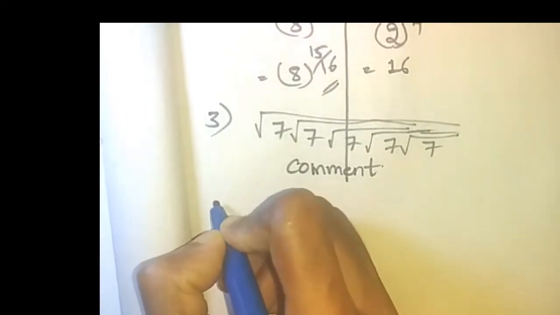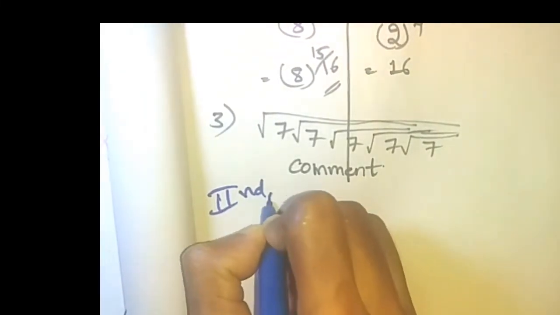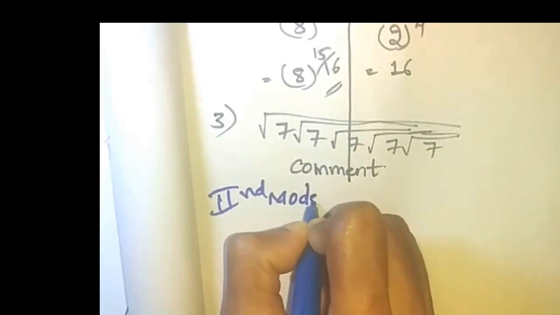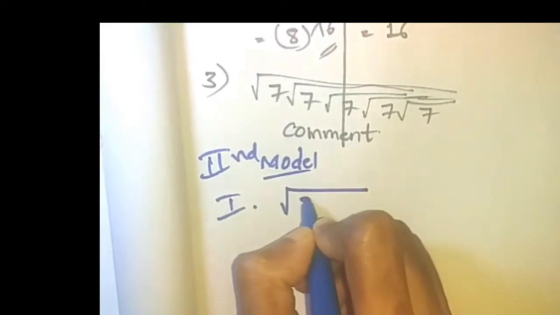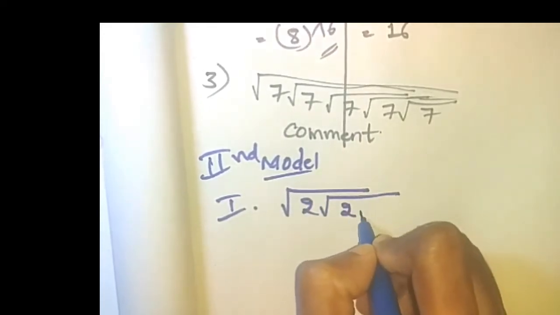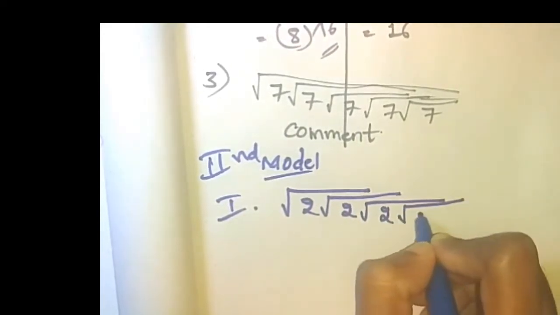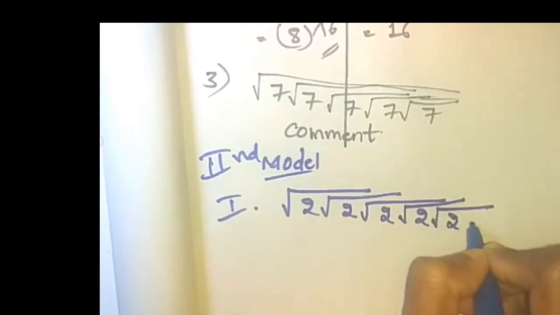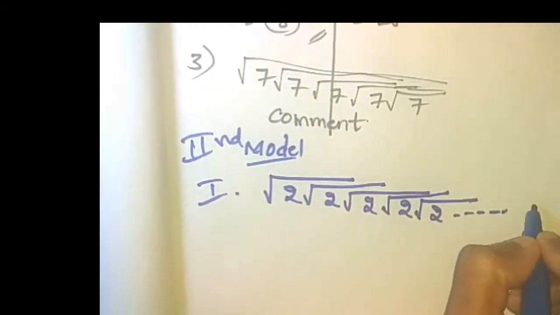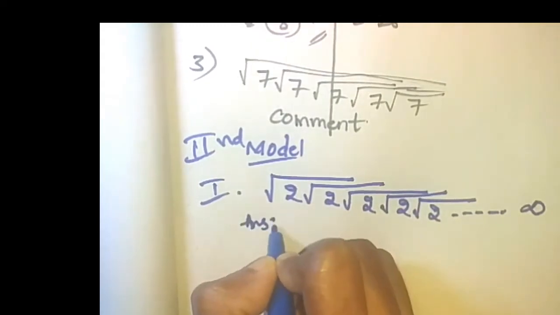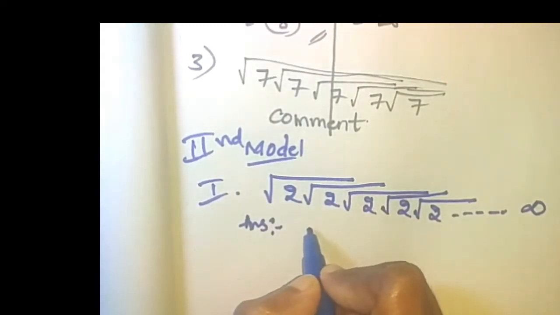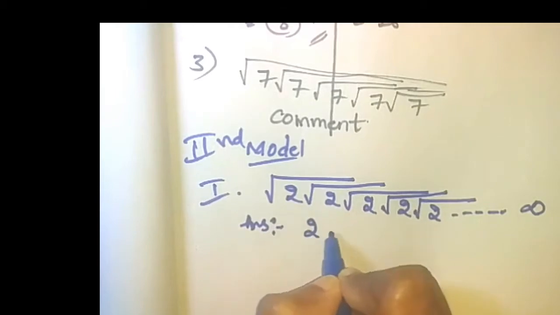Now, second model. What if under root 2, under root 2, under root 2, under root 2, under root 2, is so on like this and it ends with infinity, what is our answer? Within a fraction of a second we can say that the answer is 2.